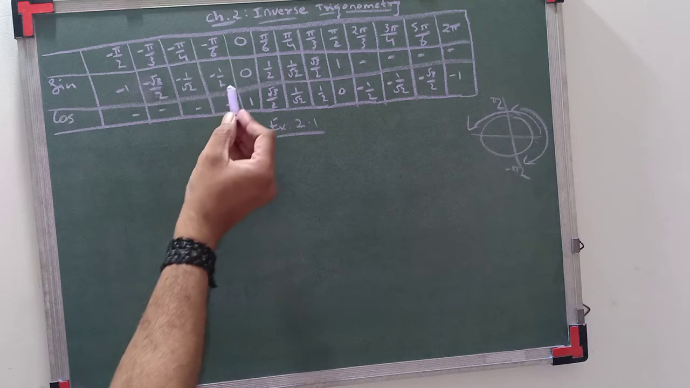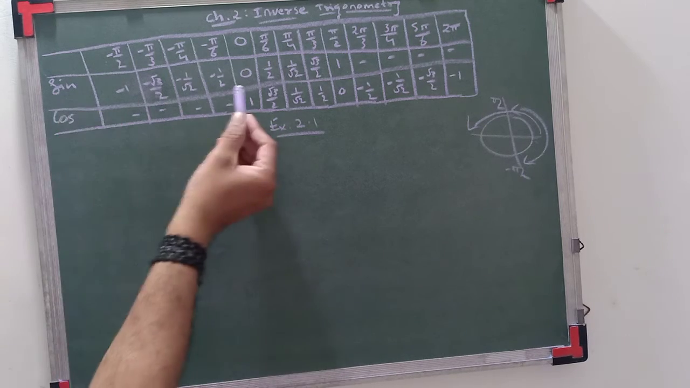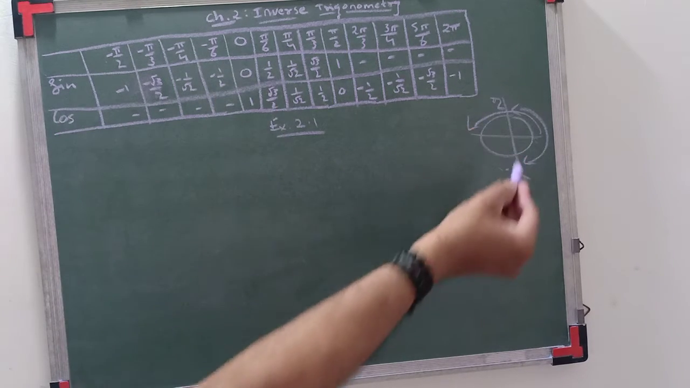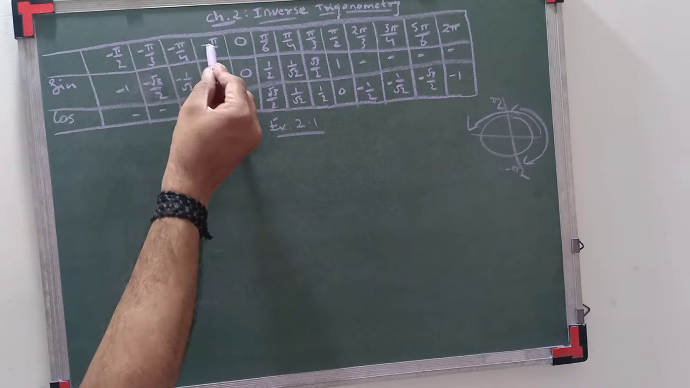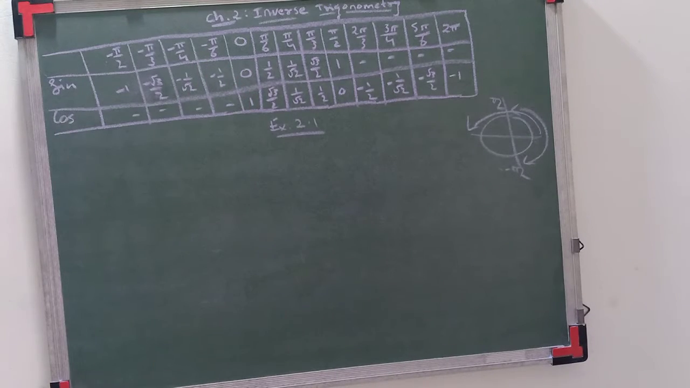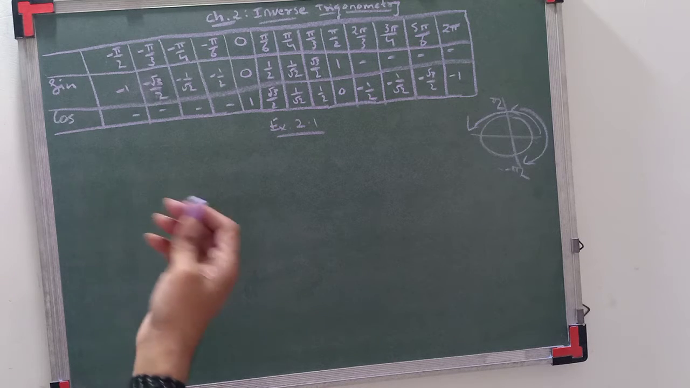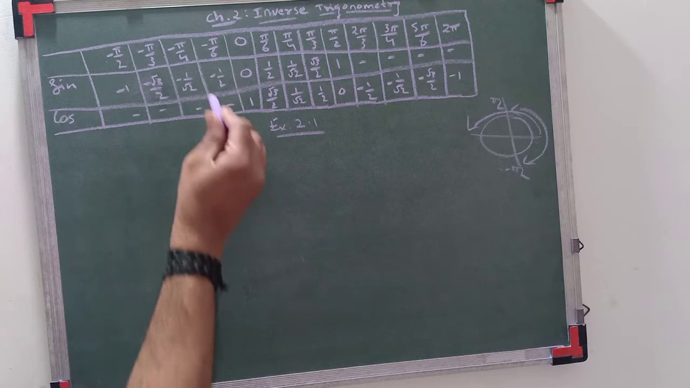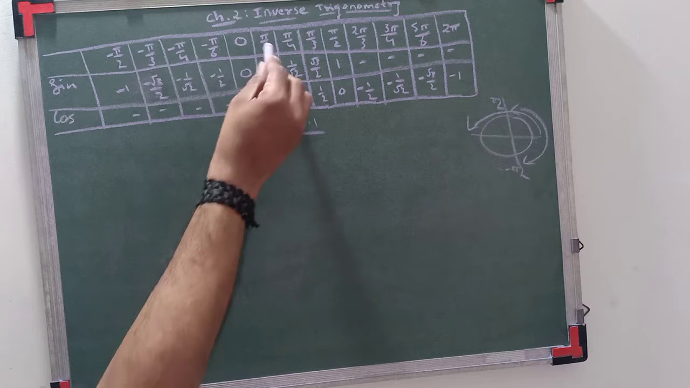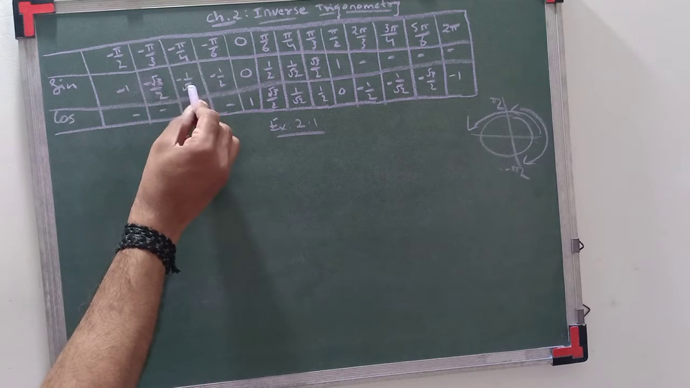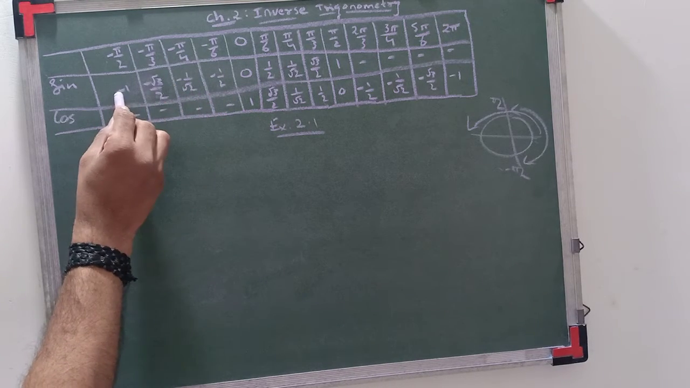Okay, now for sine we are talking, when we move towards fourth quadrant it will be minus pi by 6. Now what is the value of sine of minus pi by 6? Sine of minus theta is minus sine theta, so sine of minus pi by 6 will be minus sine pi by 6, so minus 1 by 2. Same way minus 1 by root 2, minus root 3 by 2, minus 1.